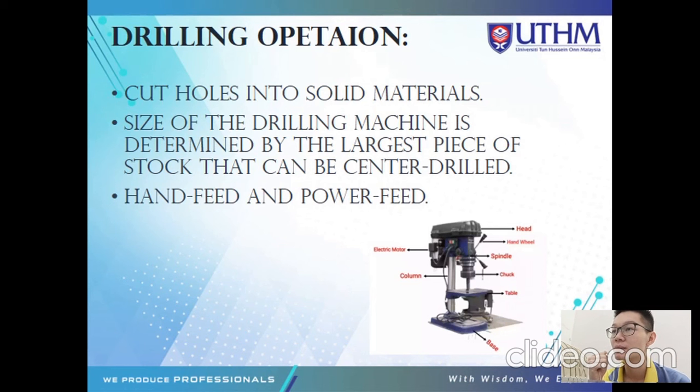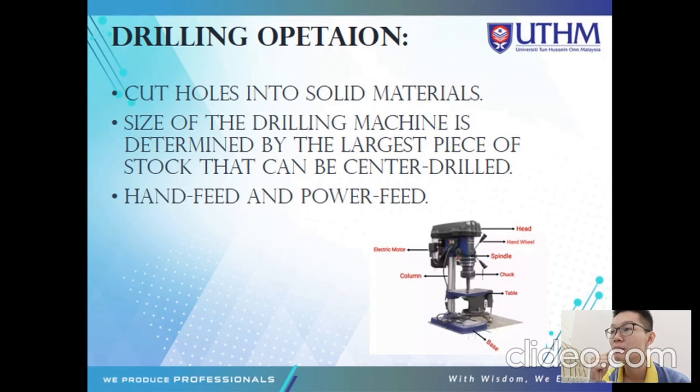The size and capacity of the drill machines is usually determined by the largest piece of stock that can be center drilled. For example, a 15-inch drilling machine can center drill a 30-inch diameter piece of stock. Other ways to determine the size of the drill press are by the largest hole that can be drilled, the distance between the spindle and column, and the vertical distance between the worktable and spindle.